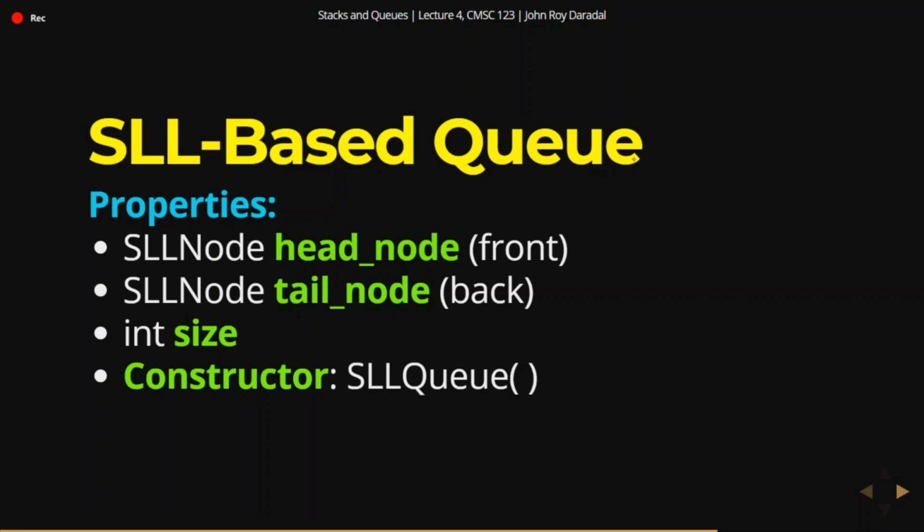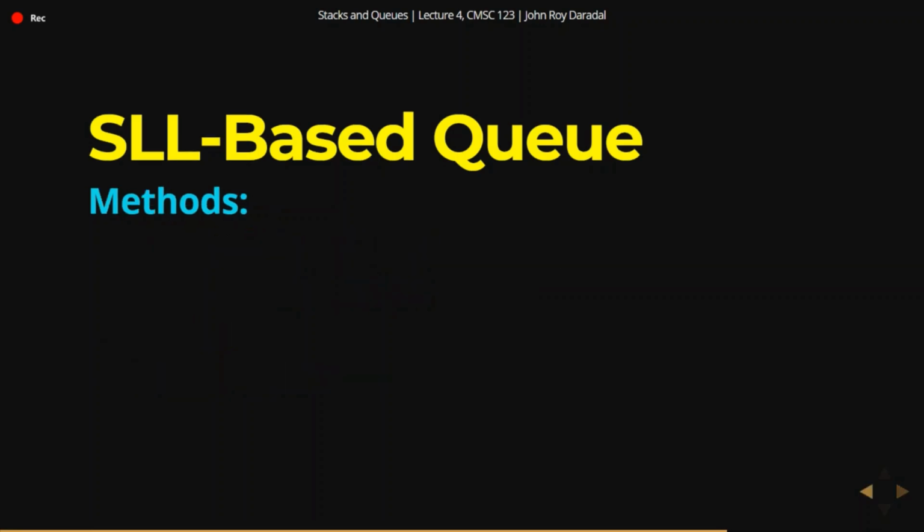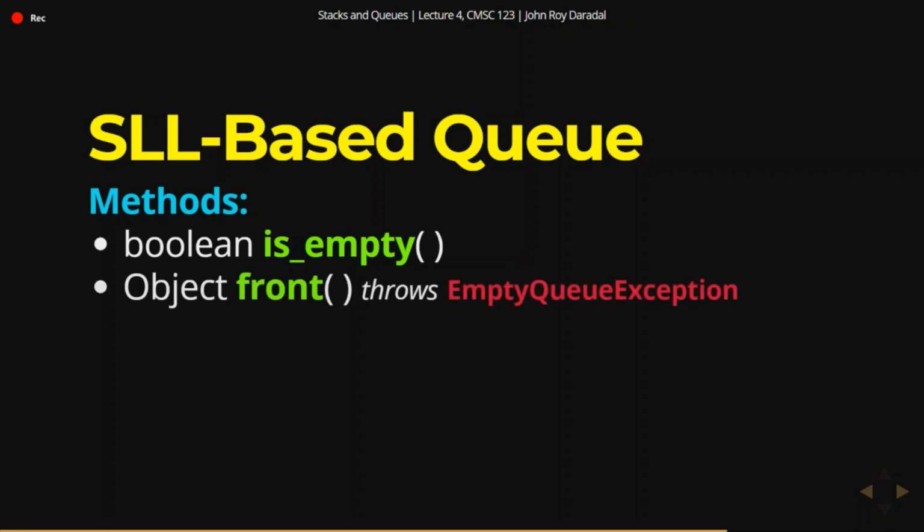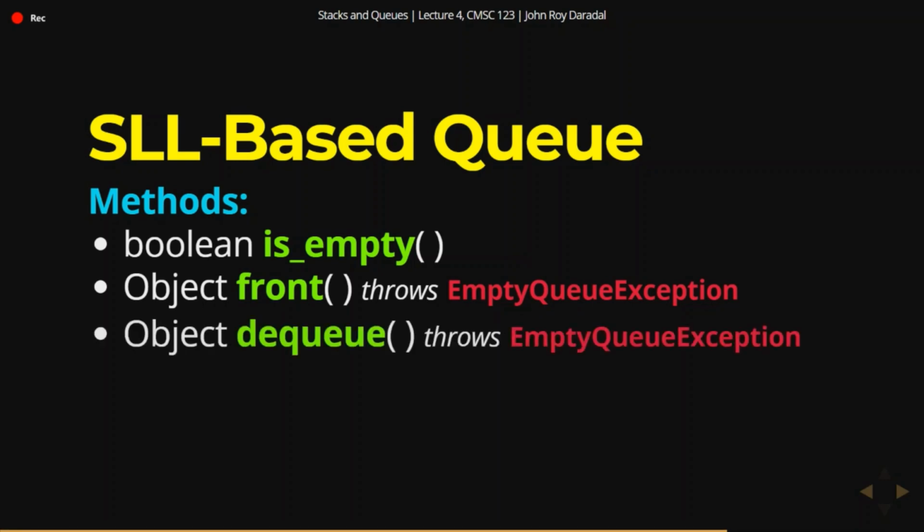And for the constructor, it's pretty straightforward. Again, you just have SLL queue without any parameters because unlike in your array-based queue, you don't need the capacity. For the methods, it's more or less the same. You have is empty that returns boolean. Front still returns an object and could throw empty queue exception. The same with dequeue, so returns an object, throws empty queue exception. The only difference is that enqueue does not throw a full queue exception anymore because this is linked list based. It's not array based anymore, so it will not have the overflow problem.